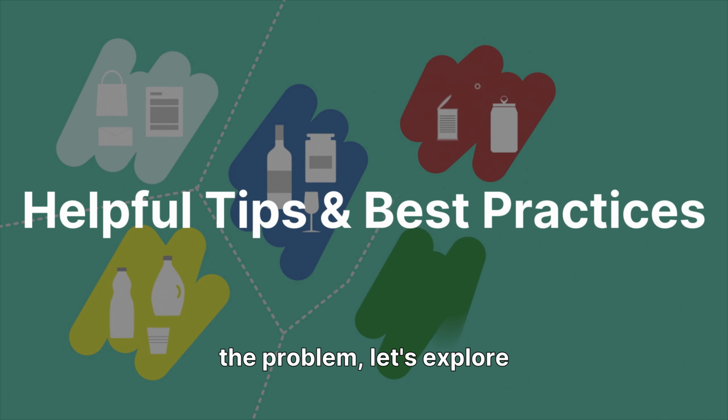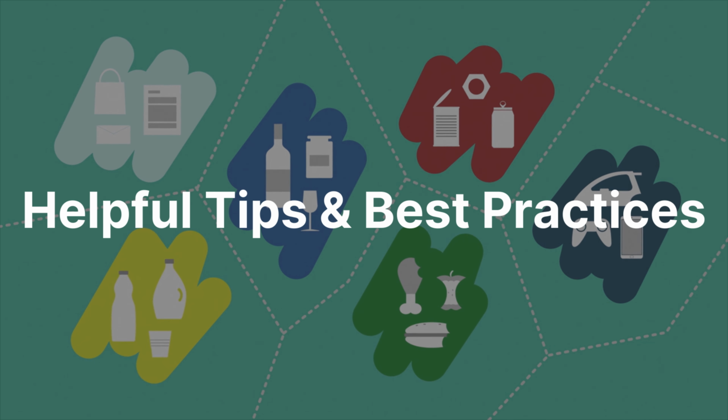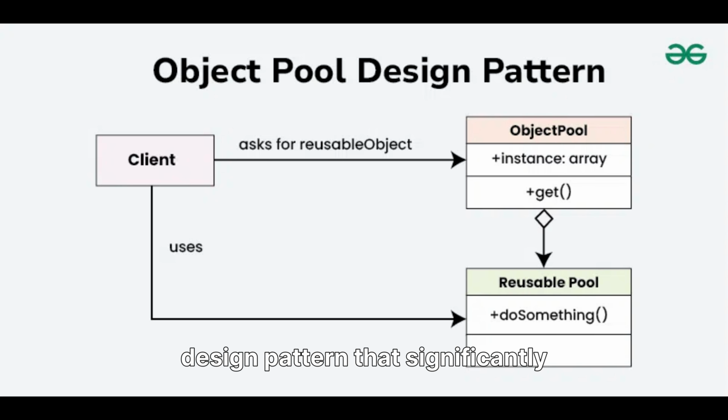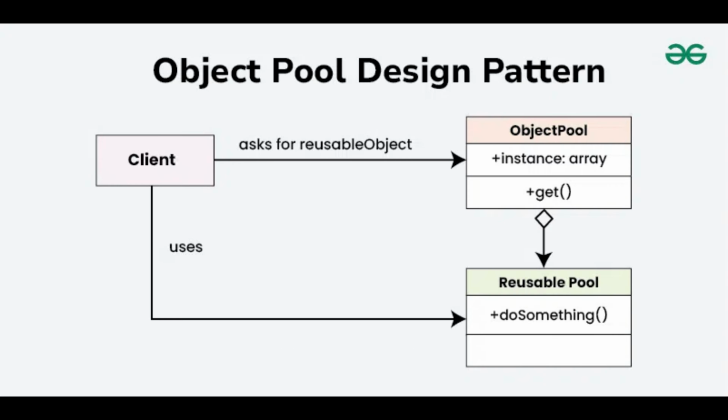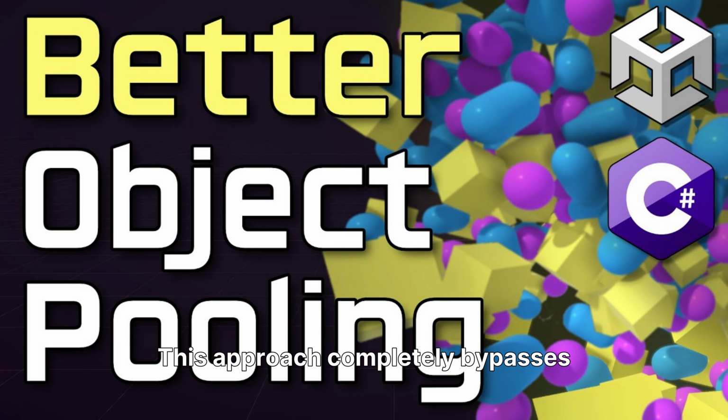Now that we understand the problem, let's explore helpful tips and best practices to mitigate these performance issues. Object pooling is a powerful solution. Object pooling is a design pattern that significantly reduces the overhead of instantiate and destroy by reusing objects instead of creating new ones. Instead of destroying objects, they are simply deactivated and stored in a pool. When a new object is needed, it's retrieved from this pool, activated, and reused. This approach completely bypasses the costly memory allocation and deallocation processes, leading to much smoother performance.